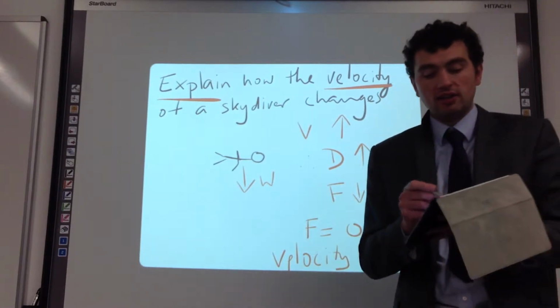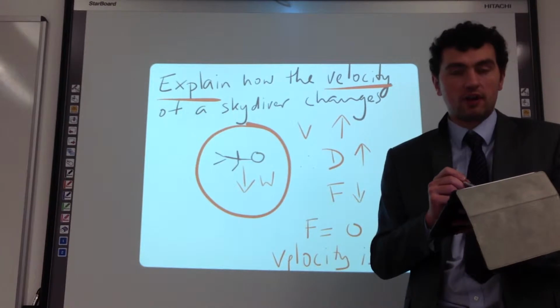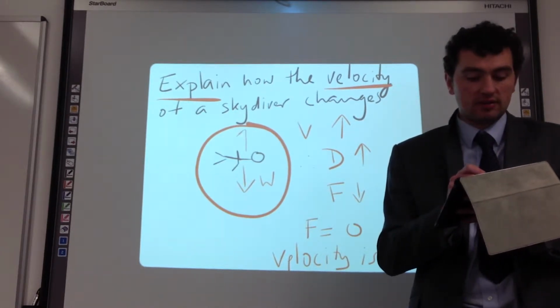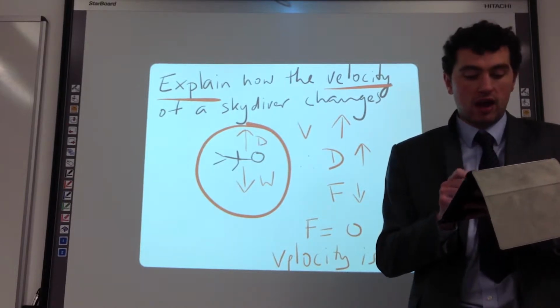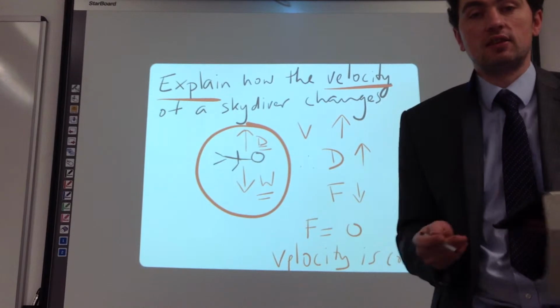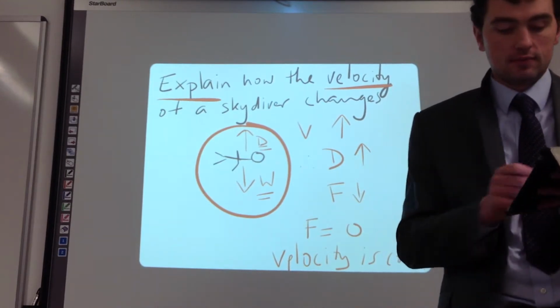So essentially, when he originally jumps out of the airplane, the only force acting on him is his weight, as shown in this diagram here. But as he speeds up, the drag increases until you get to a point where the drag and the weight are the same, in which case there is no further increase in the skydiver's velocity.